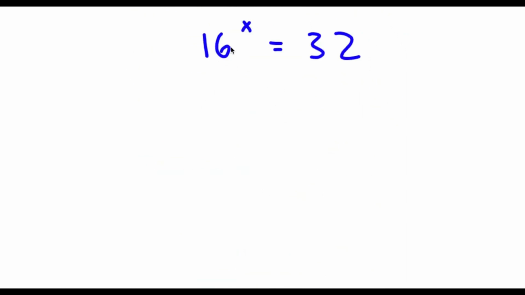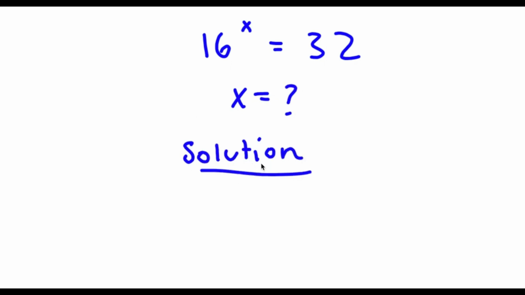Alright, so I have 16 to the power of x is equal to 32. So right here, I want to find the value of x. So for my solution, first start with 16 to the power of x is equal to 32.